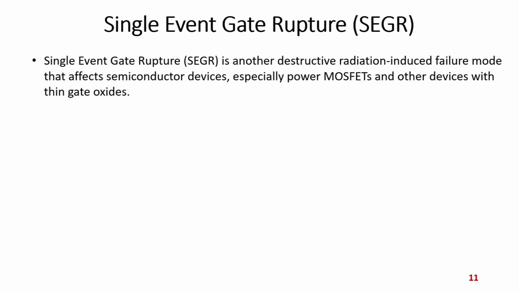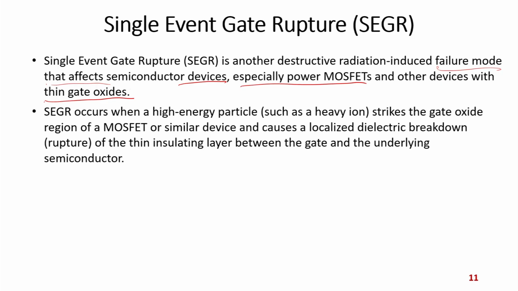Then the fourth one is single event gate rupture, SEGR. Since we are calling it the gate, it is basically the gate of the semiconductor, the MOSFET or the CMOS devices. So, single event gate rupture, or SEGR, is another type of destructive radiation induced failure mode that affects semiconductor devices, especially power MOSFETs and other devices with thin gate oxides. Between the metal and the semiconductor, a thin layer of metal oxide is used. So, that gets ruptured. That is why it is called a single event gate rupture.